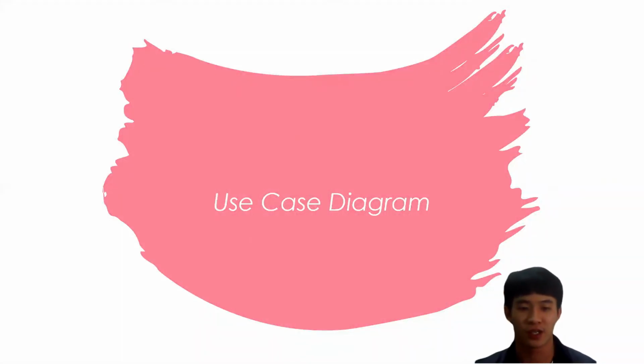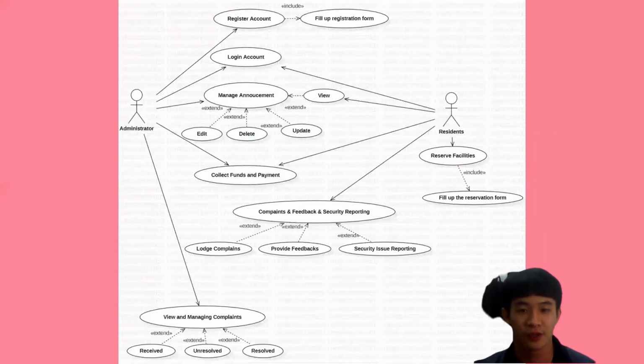Next, the use case diagram. In this use case diagram, it is clearly shown what the administrator and the resident can do. We start from the first function, register account. The register account includes fill out registration form and it is only accessible by the administrator. The second one, login account, is accessible by both the resident and administrator.